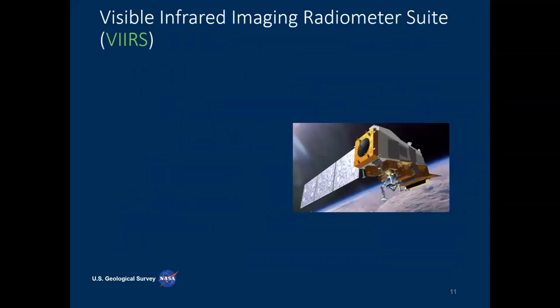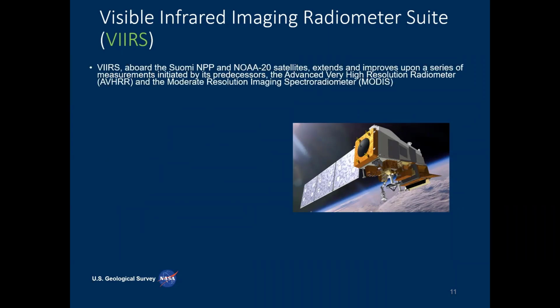LP DAAC website. Now, one of our newest sensors is VIIRS, or the Visible Infrared Imaging Radiometer Suite. VIIRS is currently aboard the Suomi National Polar-orbiting Partnership, or Suomi NPP, and NOAA-20 satellites, and it will be on several more additional Joint Polar Satellite System, or JPSS, satellites in the future. VIIRS was designed to extend and improve on the AVHRR and MODIS missions.